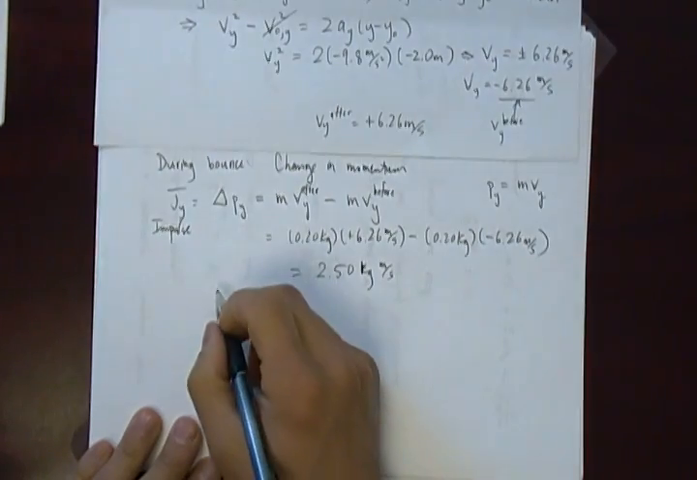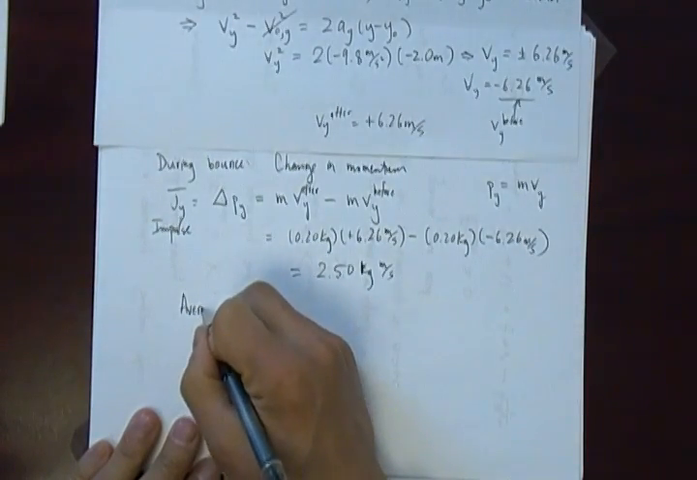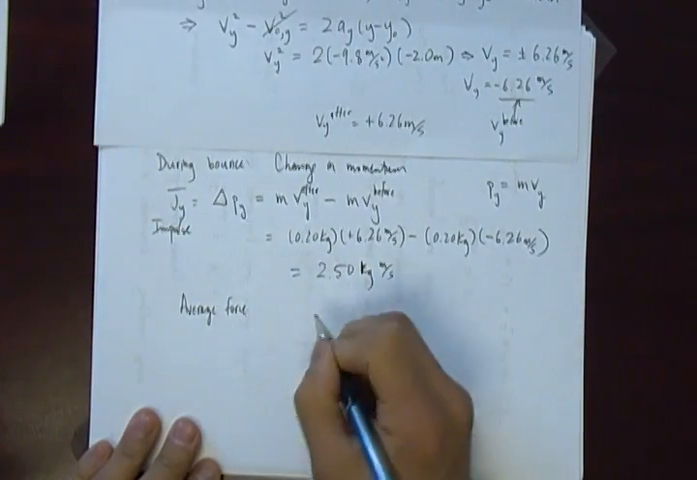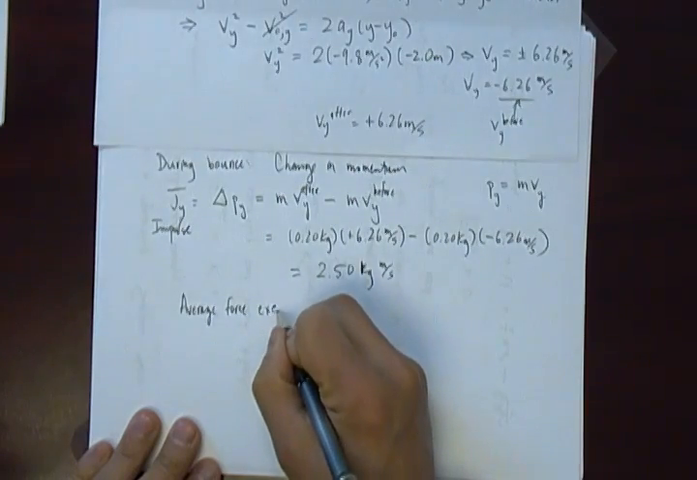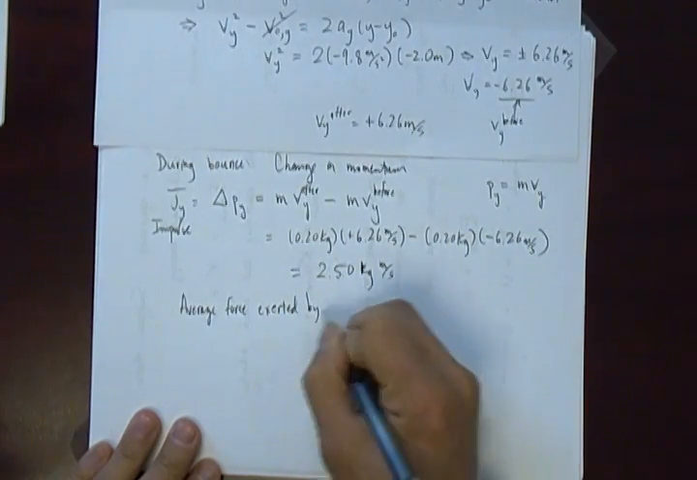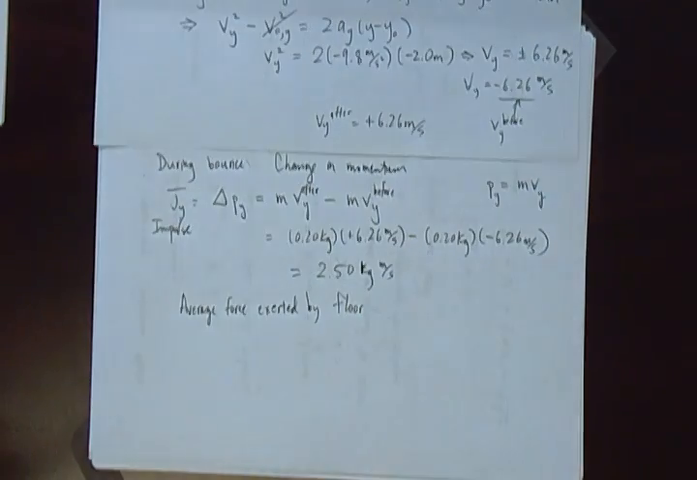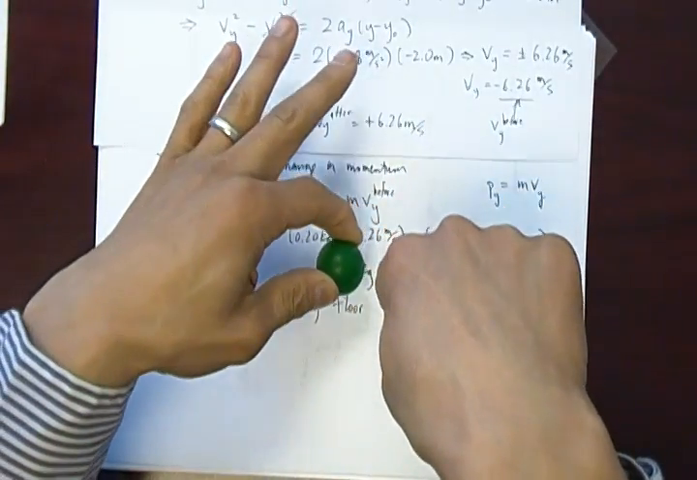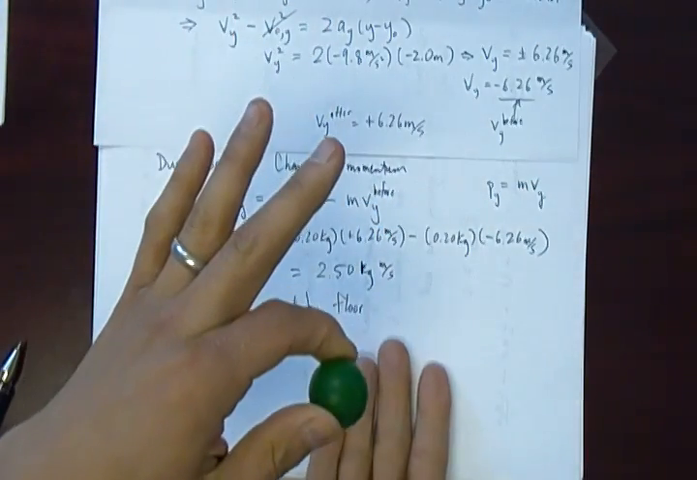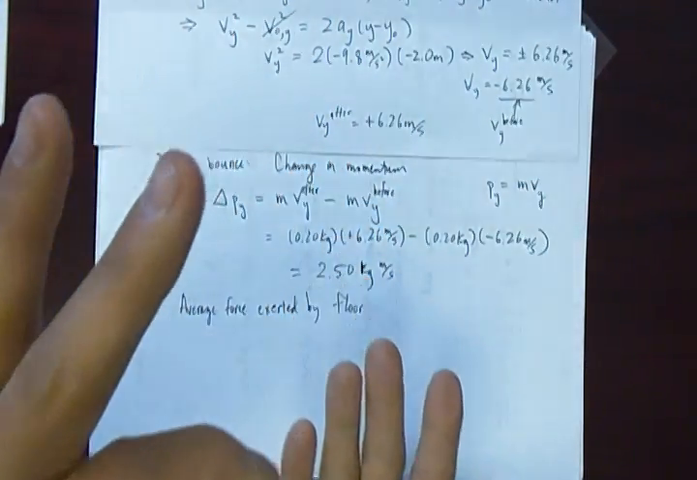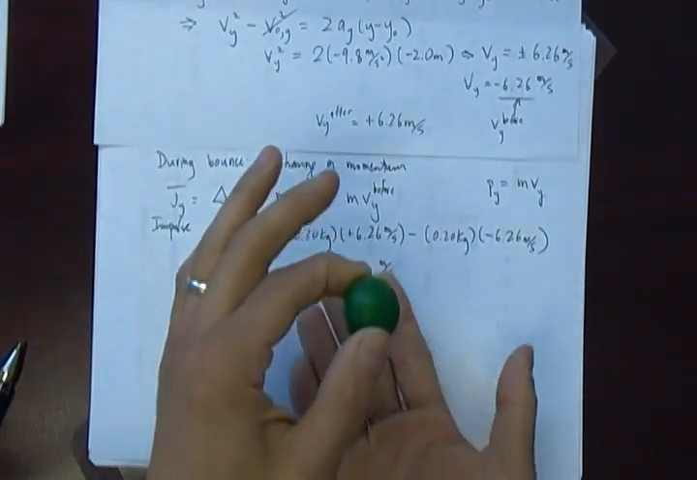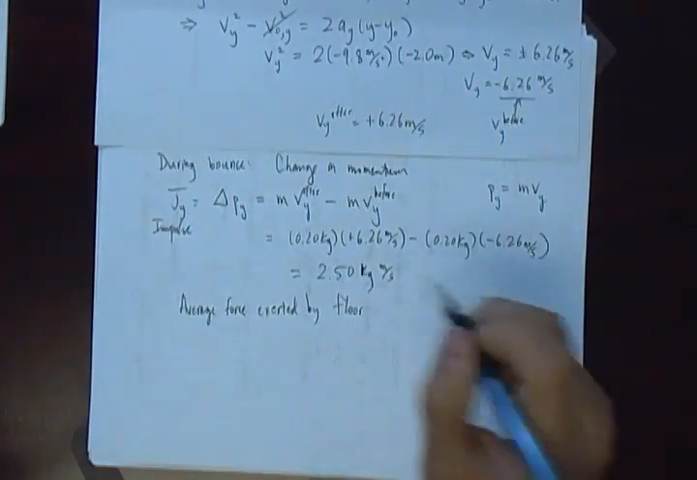Okay, and now we can see what is the average force exerted by the floor. Okay, so let's just think about the direction of the force exerted by the floor. The ball was going down. After the bounce, it's going up. So it's clear that the floor is pushing up on the ball, and so the force should actually be upwards.